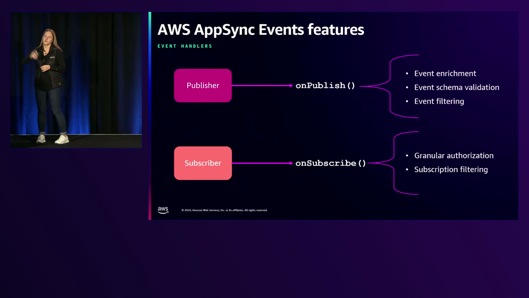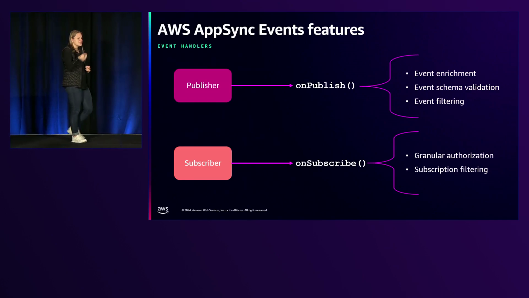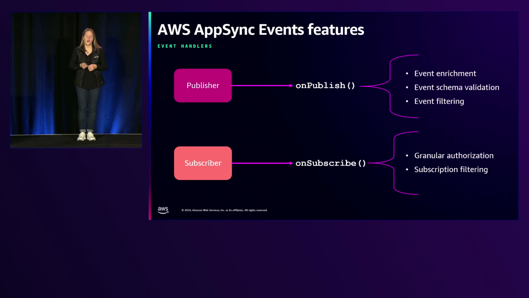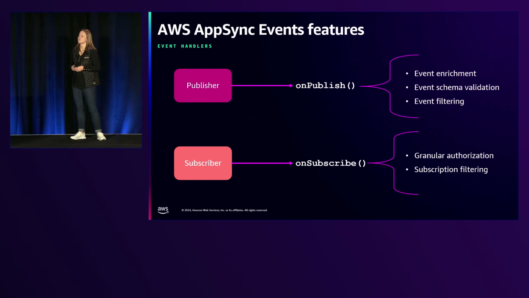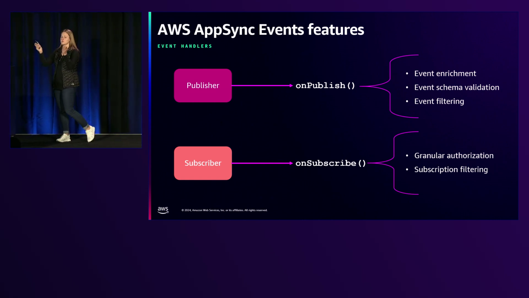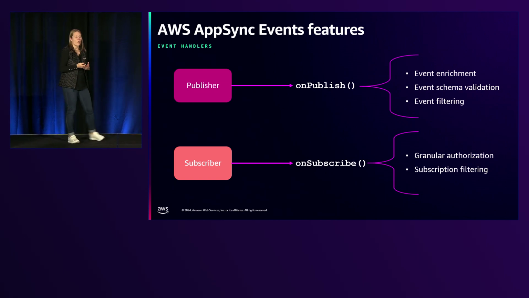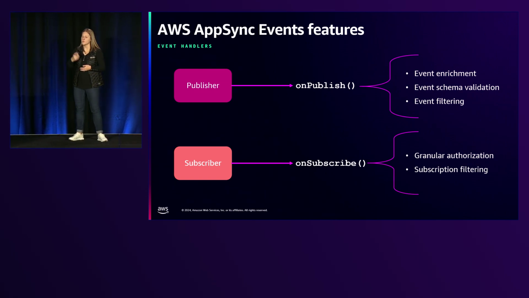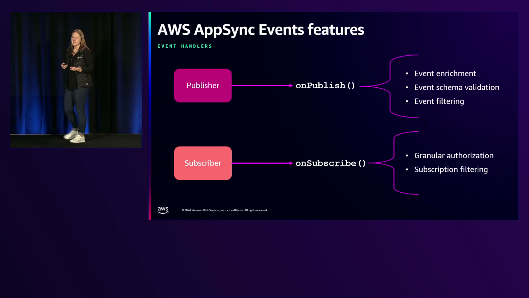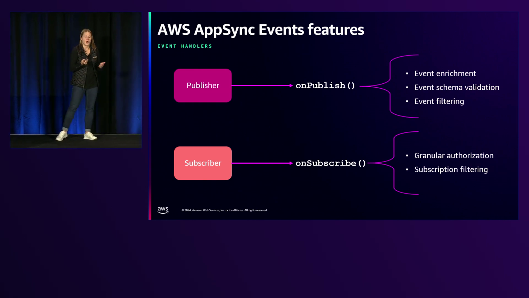So a subscriber goes to establish a connection to our API. They'll first hit this onSubscribe handler. And some use cases that we're thinking about here are granular authorization. So only allowing subscribers to subscribe to specific channels. Maybe if it's a channel that includes their username, or maybe it's a channel that includes a group that they're a part of. And additionally, being able to filter those subscriptions if those authorization rules are not met.